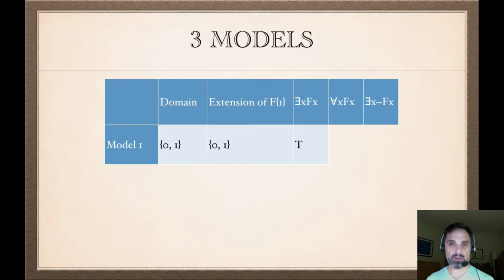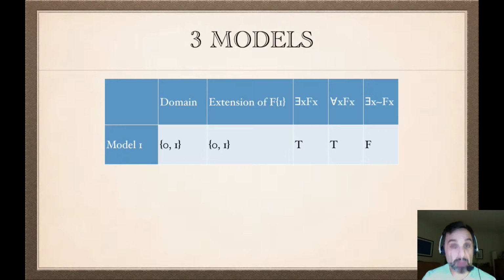What about for all x fx? Is everything f? Well, there are two objects in the domain, 0 and 1. 0 is in the extension of f. 1 is in the extension of f. And there's nothing else. So yes, for all x fx is true. How about some x not fx? Is there something that's not f? No. There are two things in the domain, 0 and 1. 0 is in the extension of f, so it's not an not-f. And 1 is in the extension of f, so it's not a not-f either. So some x not fx is false.